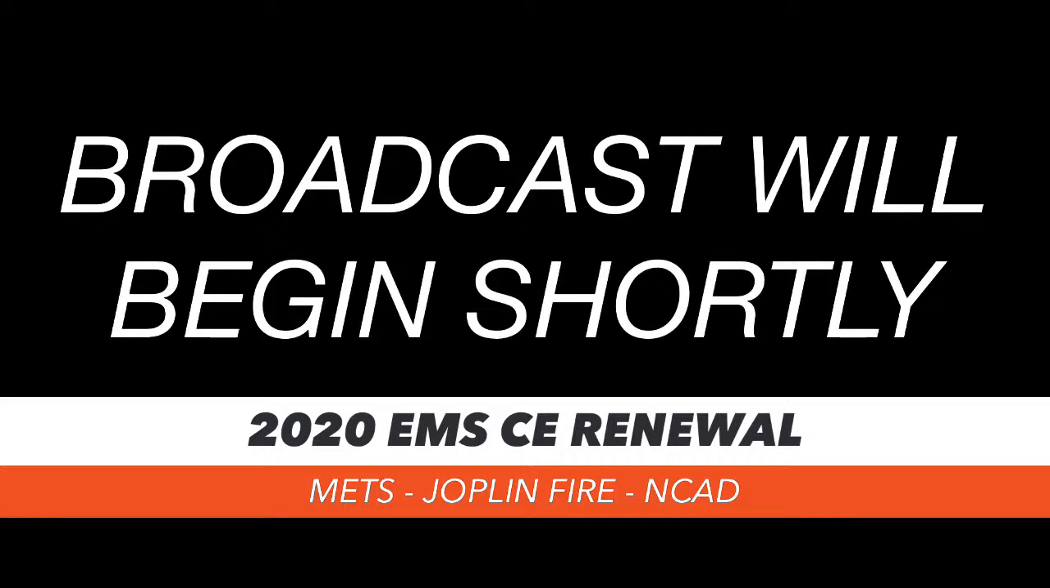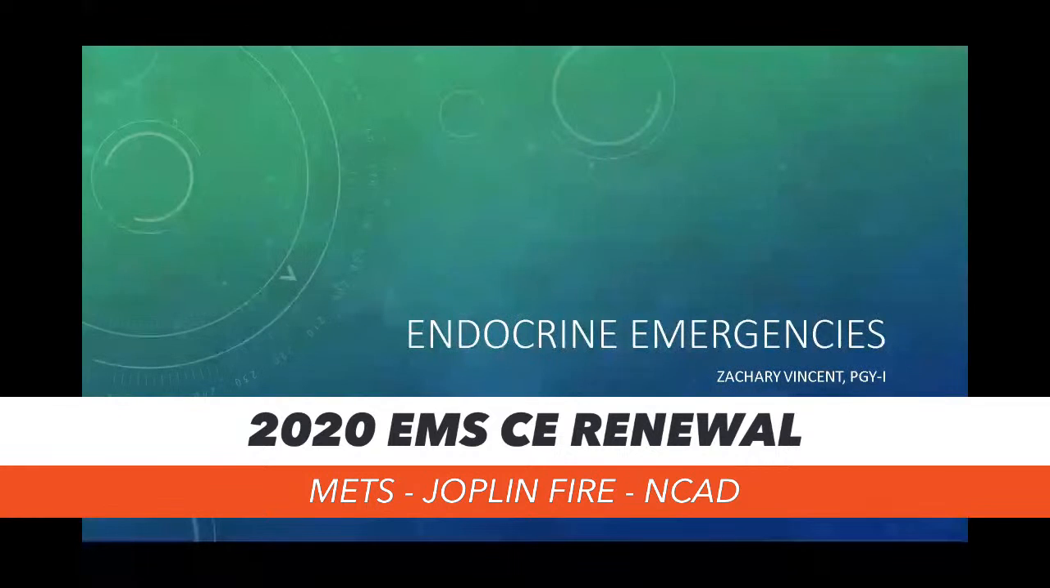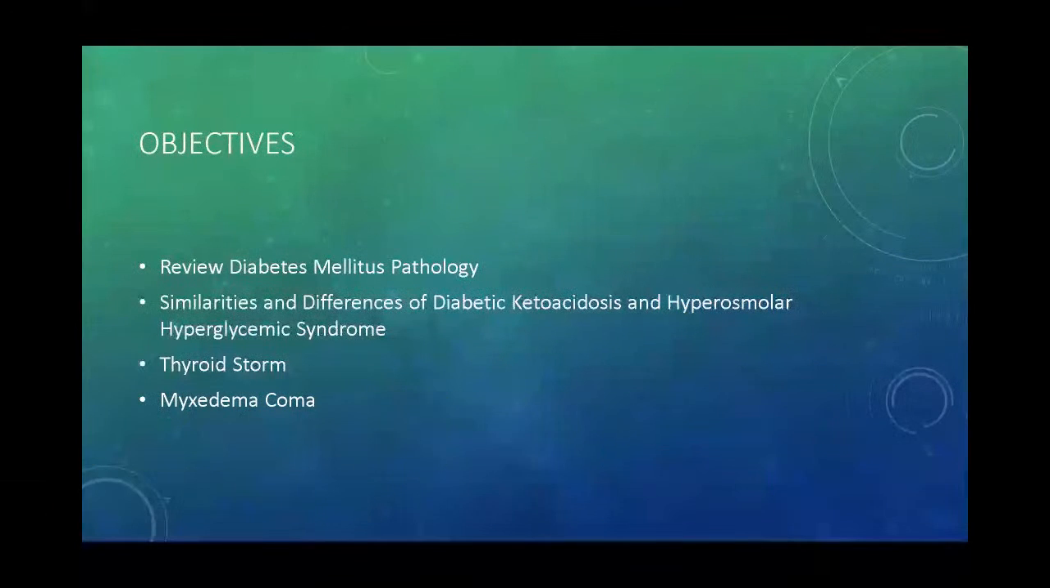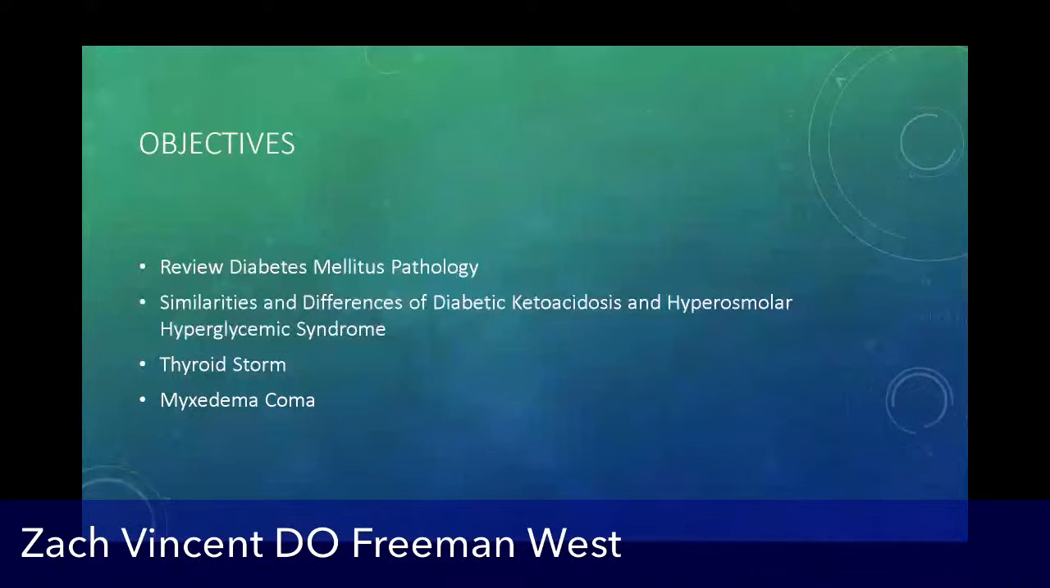Hey guys, so like you said, I'm Zach Vincent. I'm one of the residents at Freeman. I'm going to talk about some endocrine emergencies here today. So just an overview, we're going to talk about a brief overview of diabetes, some of the similarities and differences between diabetic ketoacidosis and hyperosmolar hyperglycemic state or syndrome, and then we'll also touch on thyroid storm and myxedema coma.